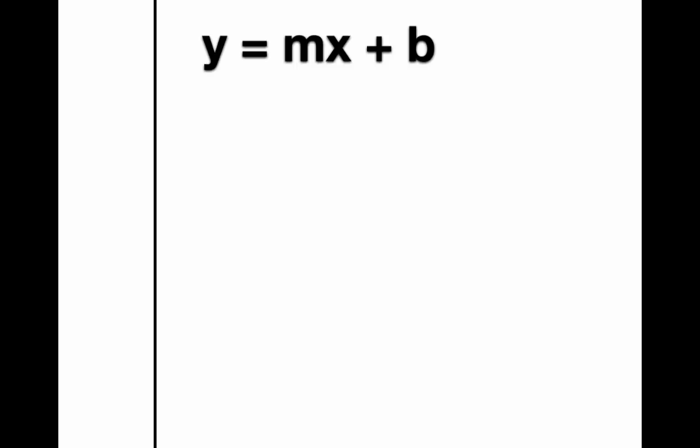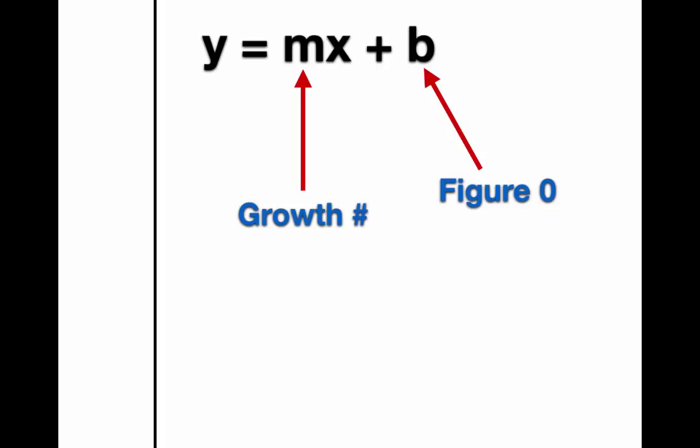This is kind of our shortcut to writing an equation, writing a rule for the pattern. Now the m and the b are actually numbers, they're not actually variables. The b and the m are actually the growth number and the figure 0. So whatever the pattern's growing by, that's your m, and whatever the number of tiles in figure 0 is, that's your b. We could also call that growth number the slope number also.